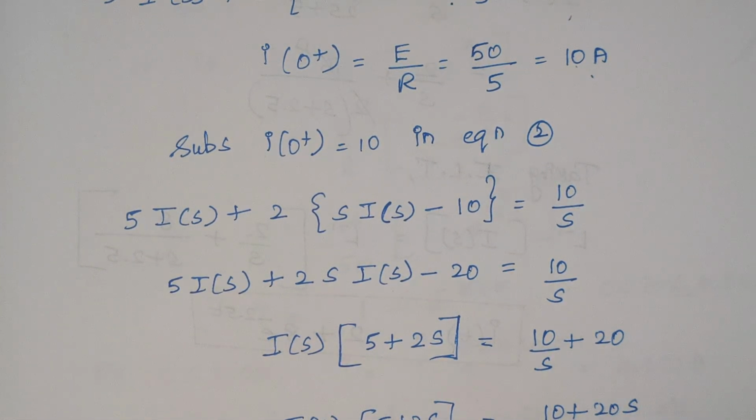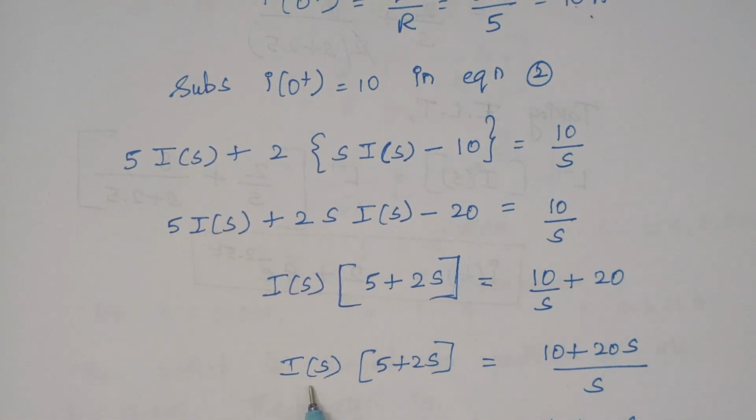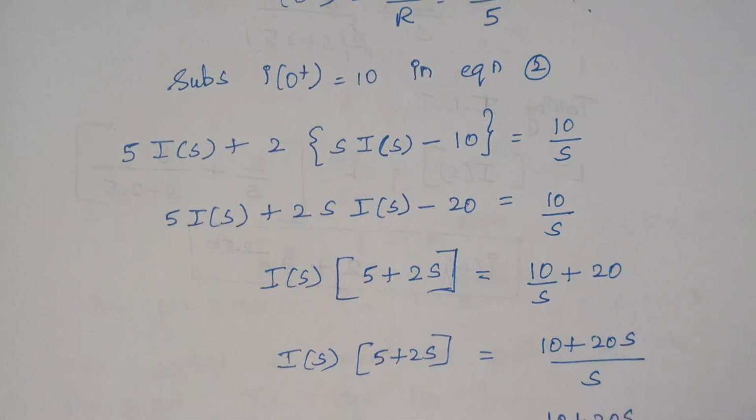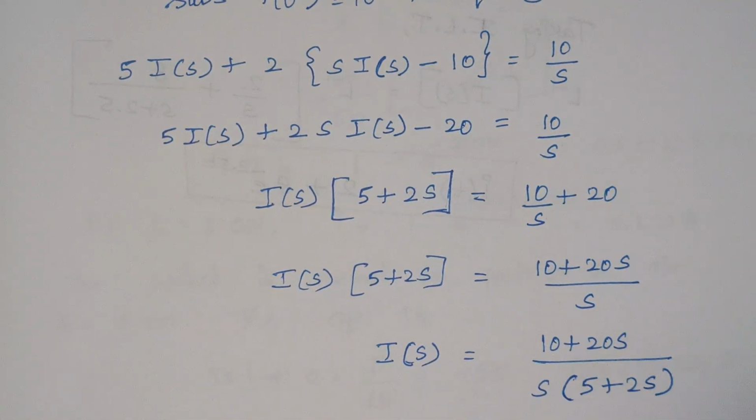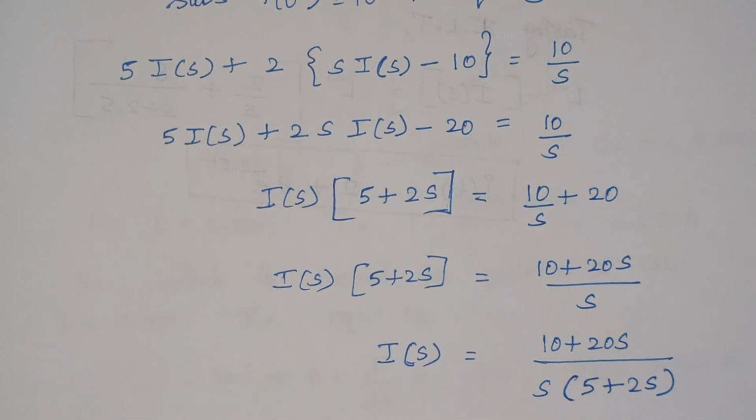The next thing is we are framing an expression for I of s. Here I am taking the LCM, so 10 plus 20s by s. Now I of s is given by 10 plus 20s by s into 5 plus 2s. So this is your expression for I of s.